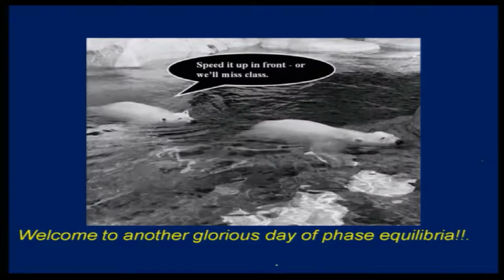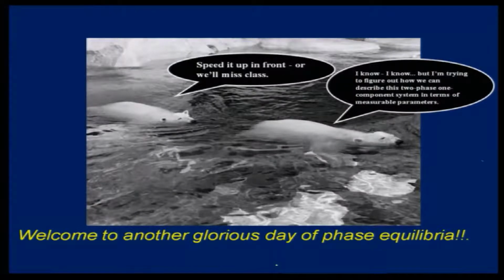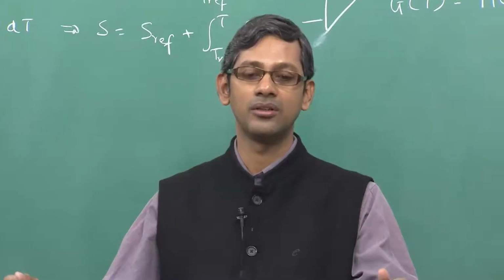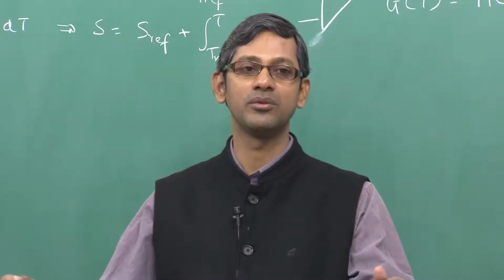I showed you this picture last time, that two shields are moving in an ice water mixture and they are trying to understand what factors can be used to describe the two phase single component system. This is a single component system because it contains water, and there are two phases because you have ice and liquid water. So, can we describe this in terms of measurable thermodynamical parameters? The questions of this kind will be answered in today's class.